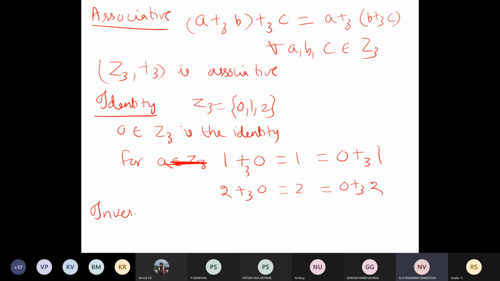Inverse. Inverse of 0 is what? With 0, what you add, you'll get 0 back again. I need 0 addition modulo 3 something so that I get back 0. What is that element that you need? 0. Any order you add, you'll get the same thing. So 0 is the inverse of 0, self inverse.